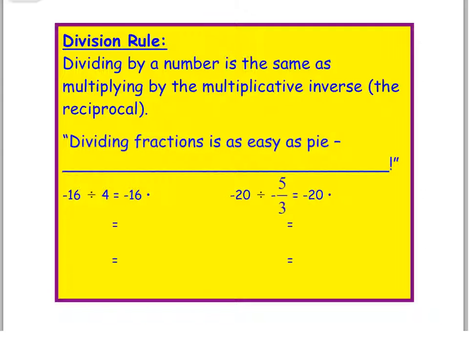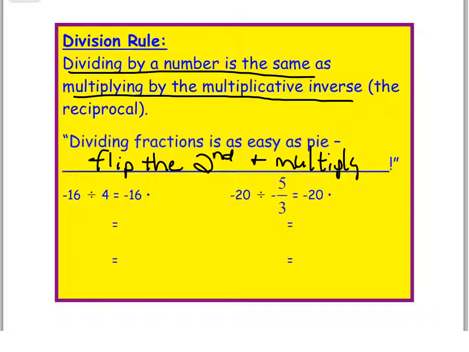So the reason we need to know about the multiplicative inverse is because we use that in division. The division rule is that when we divide by a number, it is the same as multiplying by the multiplicative inverse or the reciprocal. Remember this phrase, dividing fractions is as easy as pi. Flip the second and multiply. So for this example, you'd have -16 divided by 4 is the same thing as a -16 times the reciprocal of 4, which is 1/4, which then equals -16 over 4, which is equal to a -4.